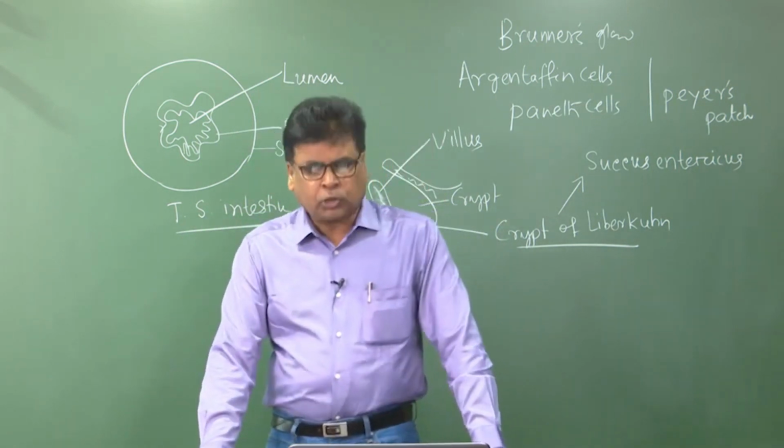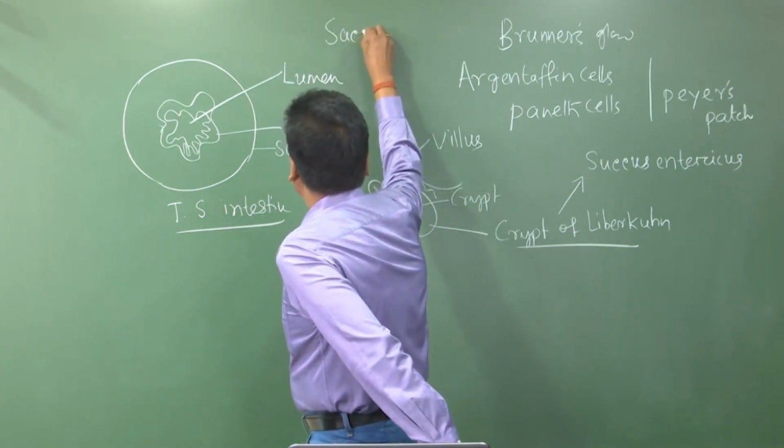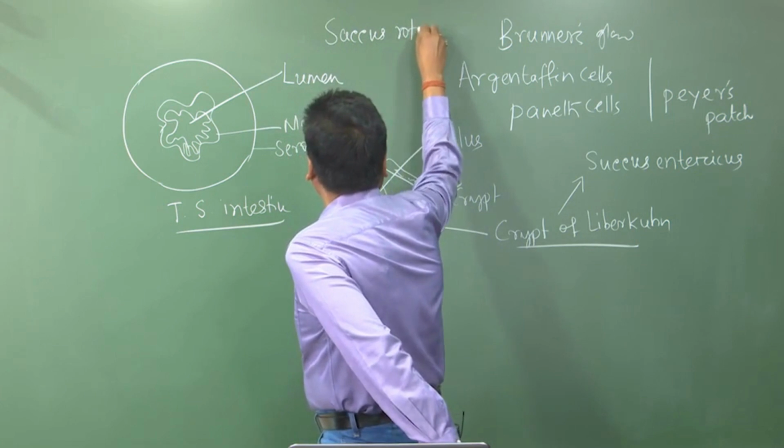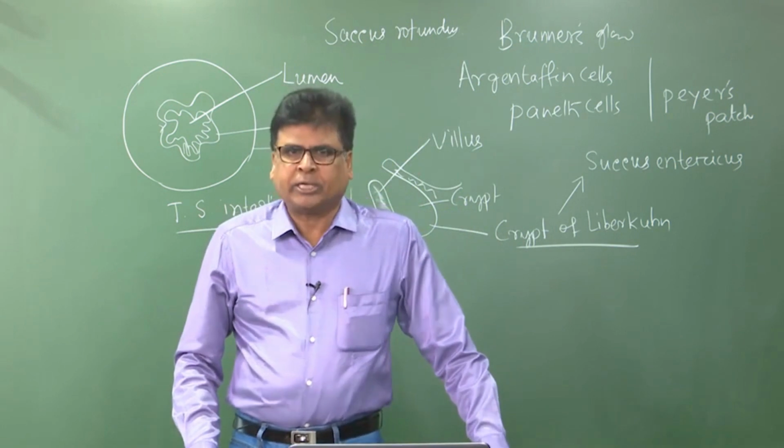Okay. So, at the posterior end, the ileum of rabbit, in case of mammal, for example, I am taking the example of rabbit. At the posterior end, the ileum of rabbit dilates into a small sac that is known as sacculus rotundus. In case of what? Rabbit. The ileum of the rabbit dilates into a bag-like structure that is known as sacculus rotundus. So, these are the words which can be the short question, 1 mark question.